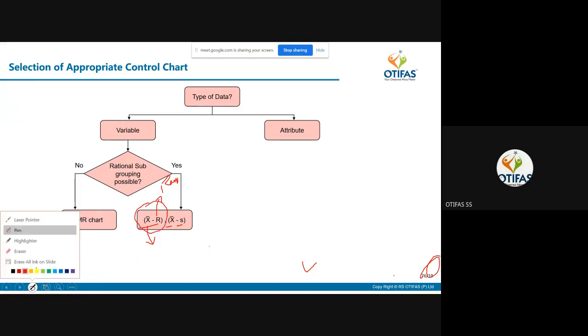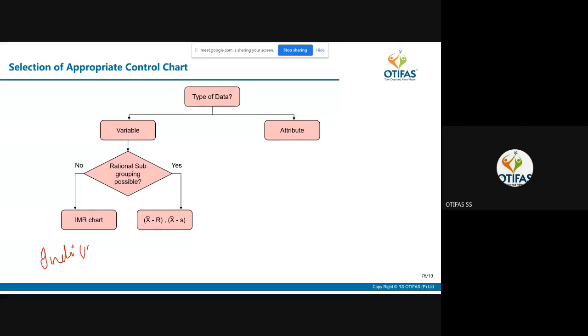Now see, here it is written IMR. IMR means individual moving range. That means we are going to plot the individual value. Now here it is X bar R. X bar means mean. So you are going to plot the values of mean and R.